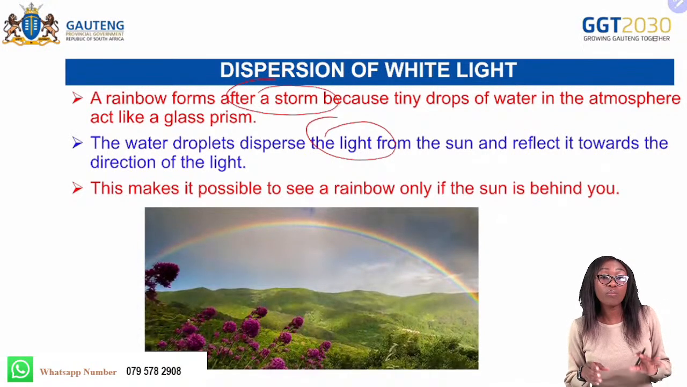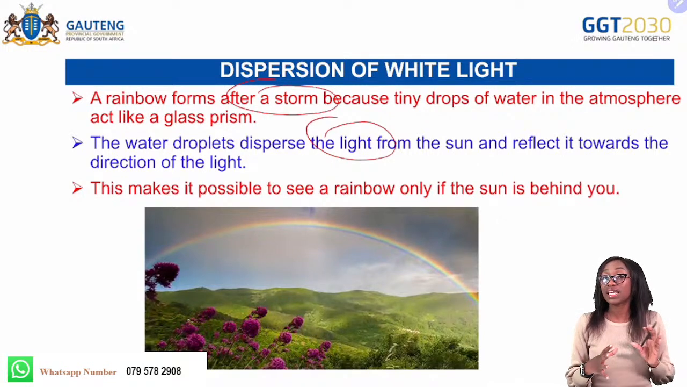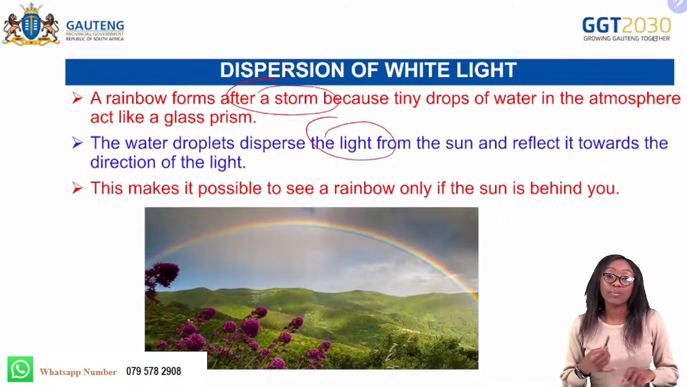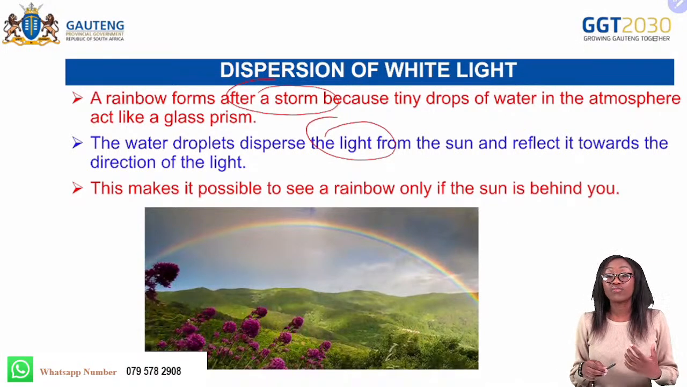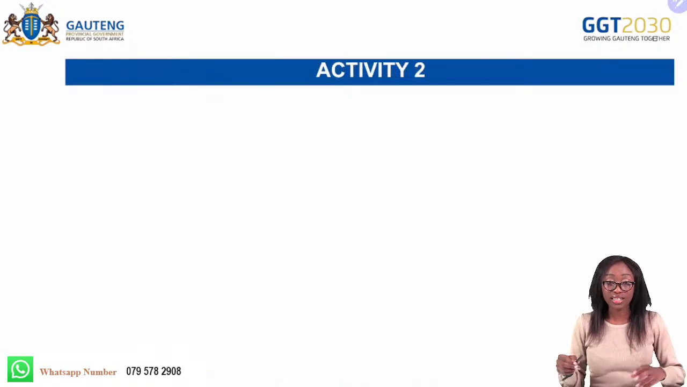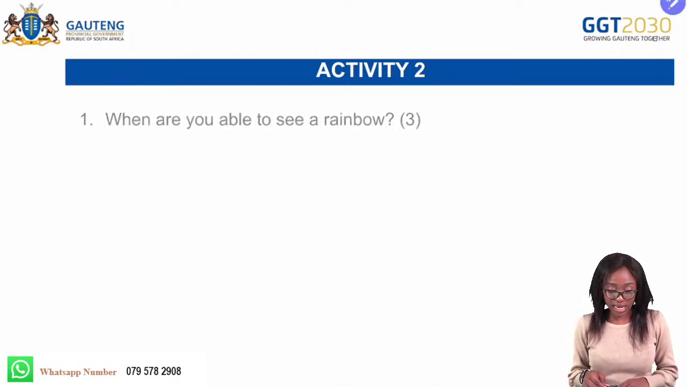There's been a storm and there's still some water droplets in the air. The sun shines on them or radiates light on them, and then we will be able to see the spectrum of visible light due to the dispersion of the white light.